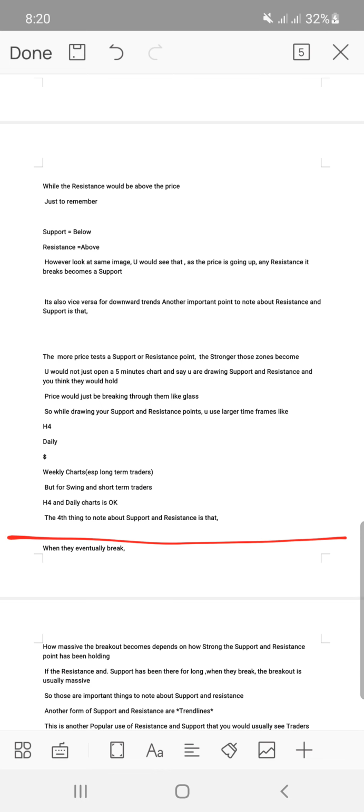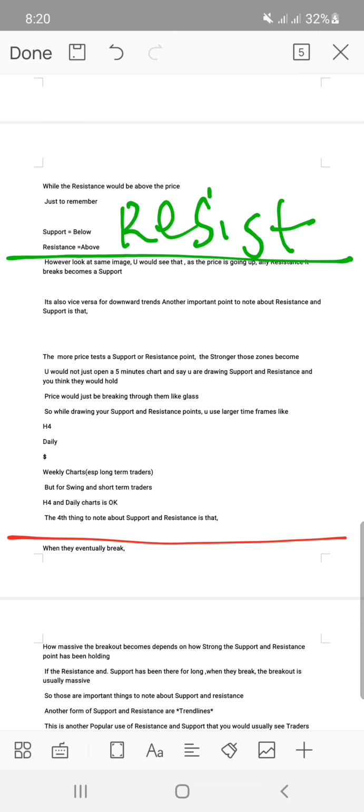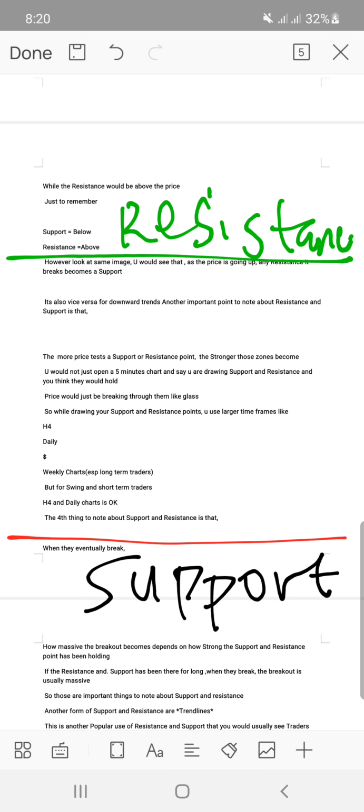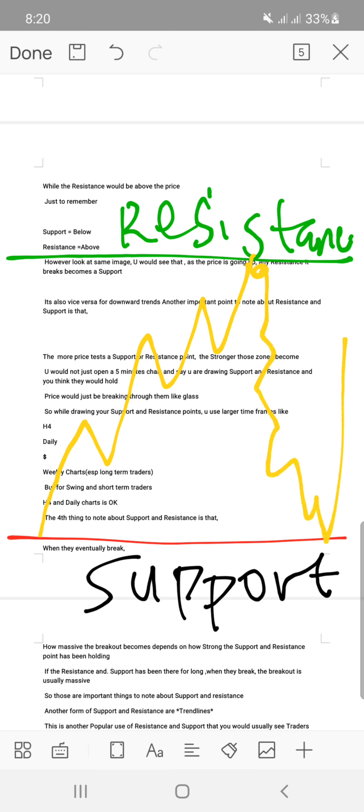We have resistance, and we have support here, and we have resistance here, right? So now this is our resistance. This is our support, right? Then if the market begins to go up like this, go up, go up, this area it touches before it goes down, like I said, is resistance. When the market begins to go down, go down, this area it touches before it goes back up again, we call it support, right?